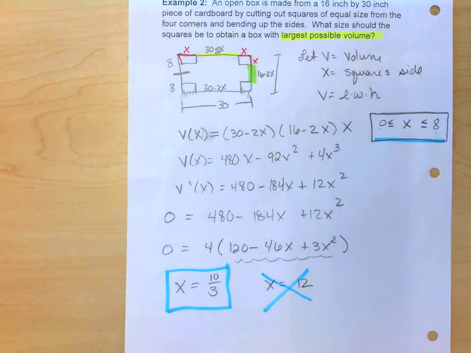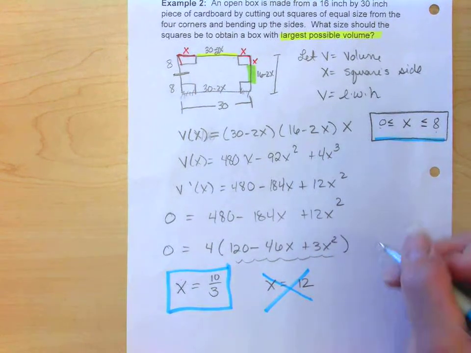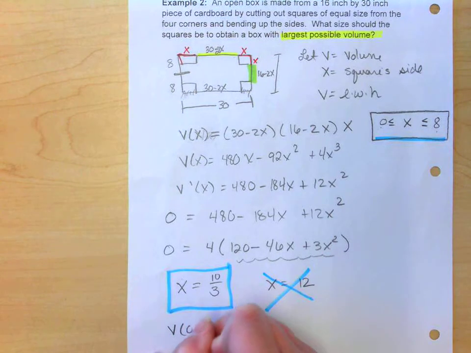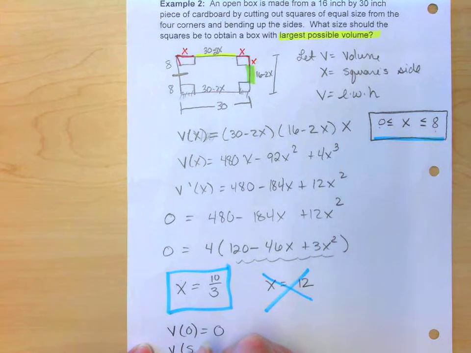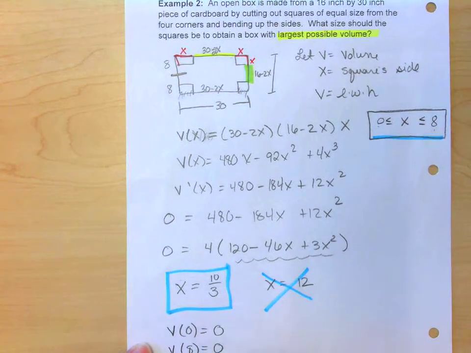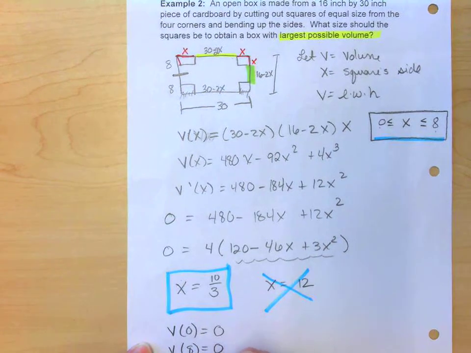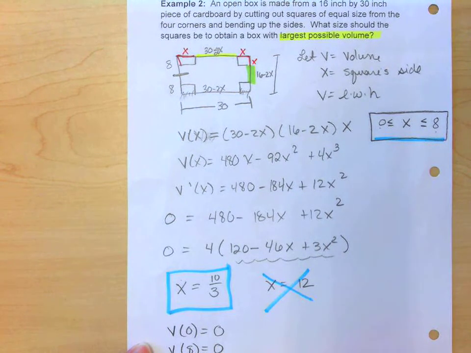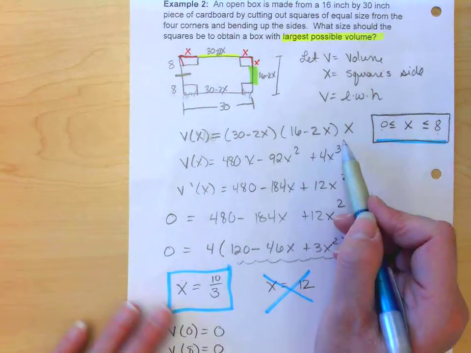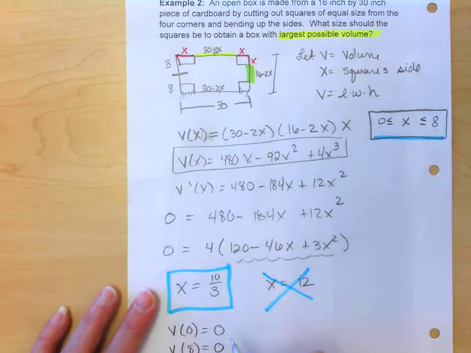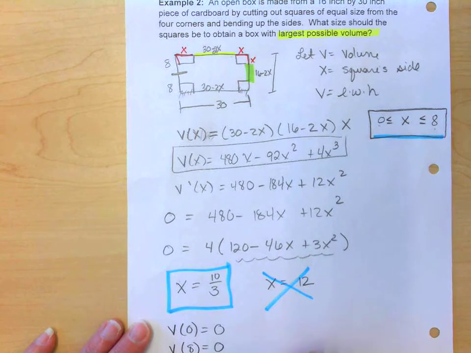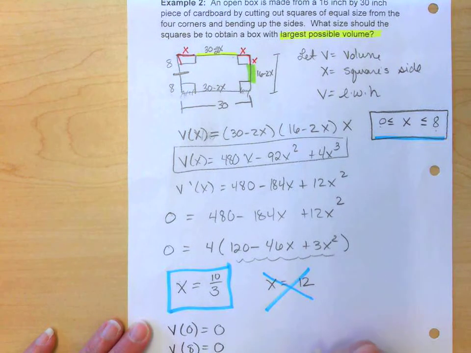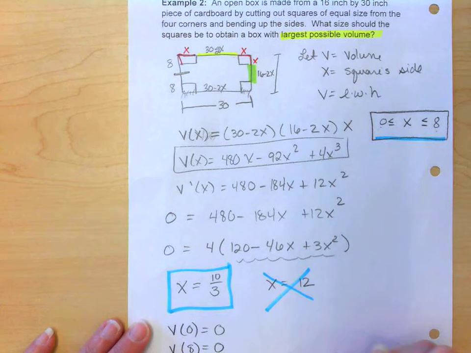So the last step is to find what the volume is when x is 0. We've already decided that was going to be 0. If x was 8, we'd have a 0 volume. The volume when x is 10/3, we could go back to our original equation here, replace that x with 10/3, and we'll get 19,600 over 27, or approximately 726 inches cubed.